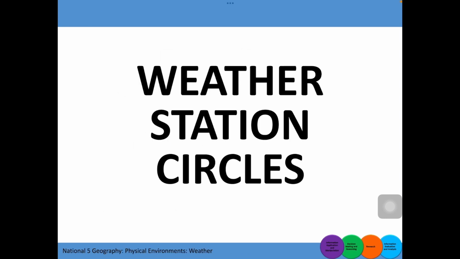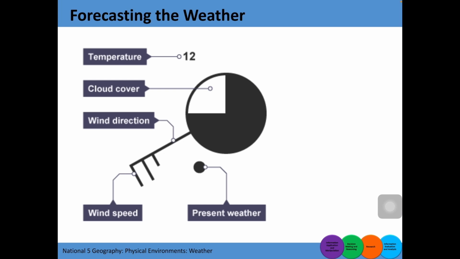Our next topic is weather station circles. Weather station circles are a very nice question to get asked, and it has come up before where you've been asked to draw a weather station circle or to read a weather station circle. Here are the key components. The circle itself will tell you about the cloud cover. You have a maximum of 8 octaves of cloud cover, and the circle can be divided into segments, which we'll discuss more in a moment.